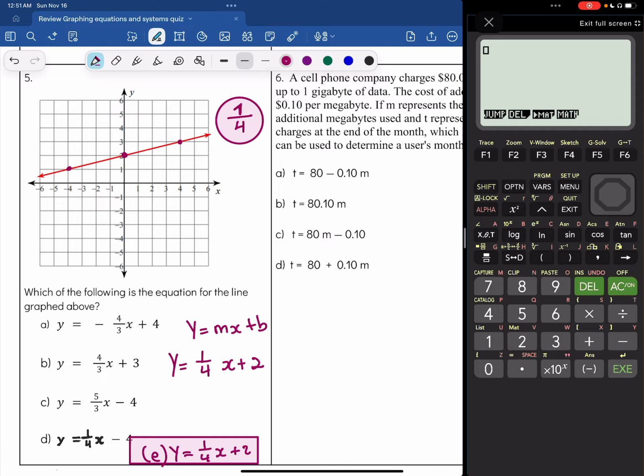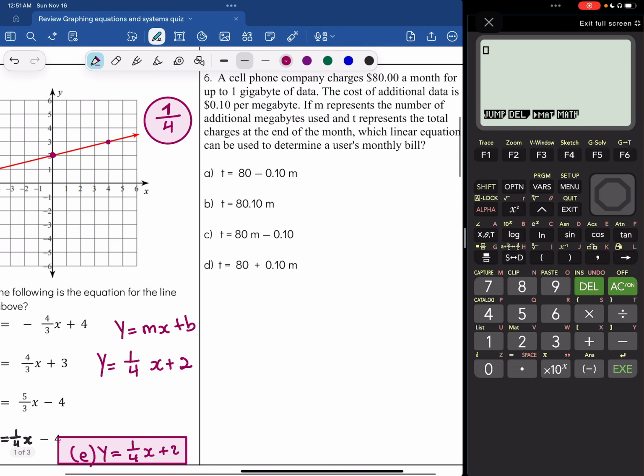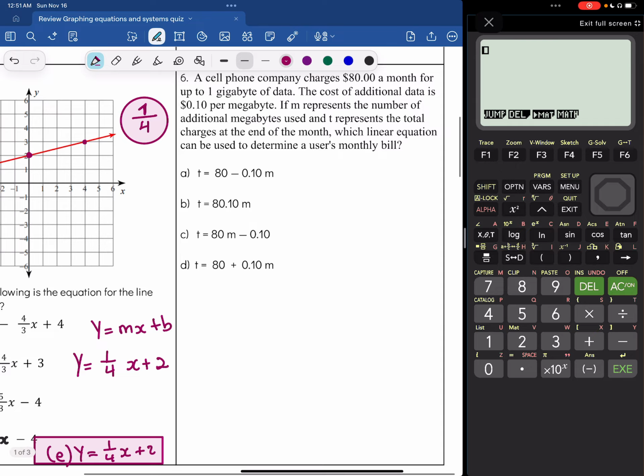Okay, question 6. A cell phone company charges $80 a month for up to 1 gigabyte of data. The cost of additional data is 10 cents per megabyte. If M represents the number of additional megabytes used and T represents the total charges at the end of the month, which linear equation can be used to determine a user's monthly bill?